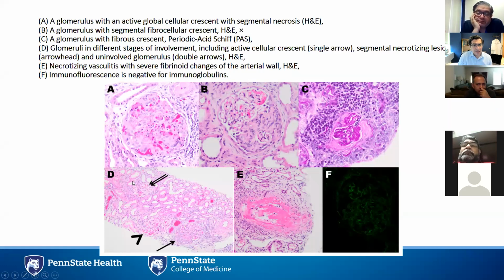On D, there are glomeruli in the different stages. So the single arrow shows the active cellular crescent. The arrowhead is really this segmental necrotizing lesion. And when you see those double arrows, which are uninvolved glomeruli, you can see these are normal, but here you can see all this inflammation, and this is far gone.